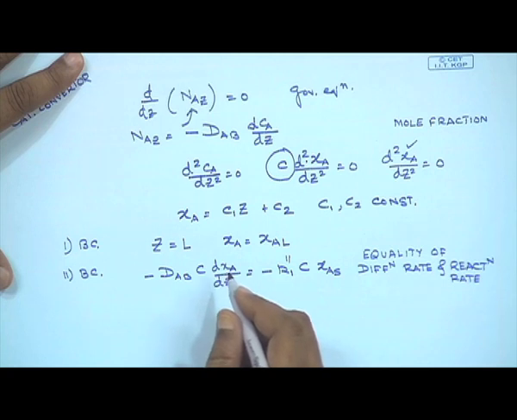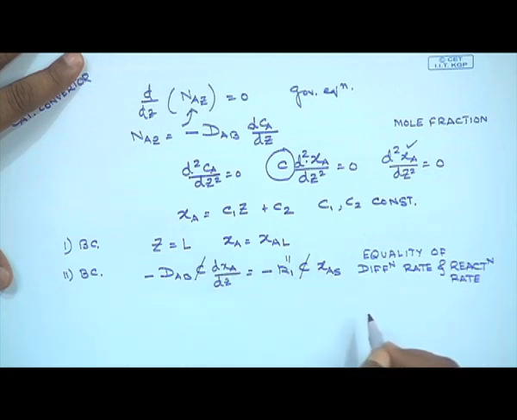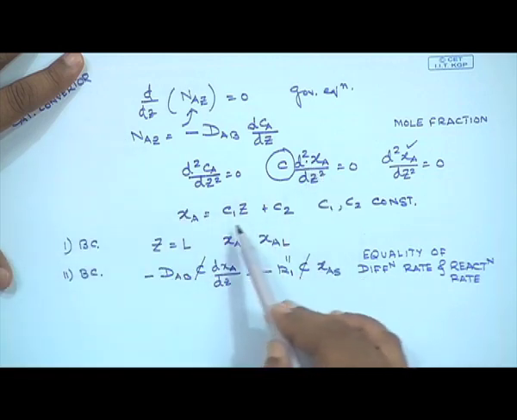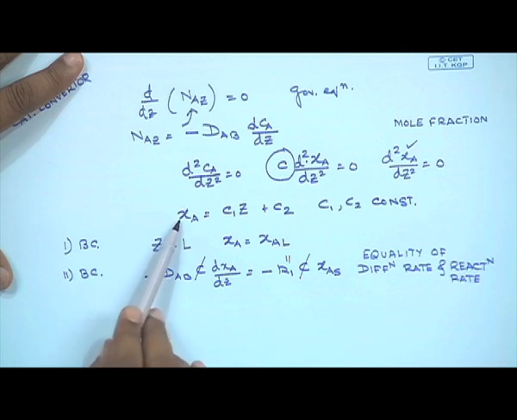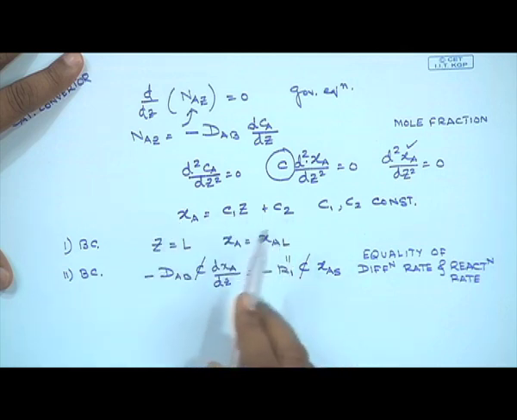So what you would get from here is that the concentration will cancel from both sides, and if you look at this expression, then dx_A dz is simply going to be equal to C1, C2 being a constant.